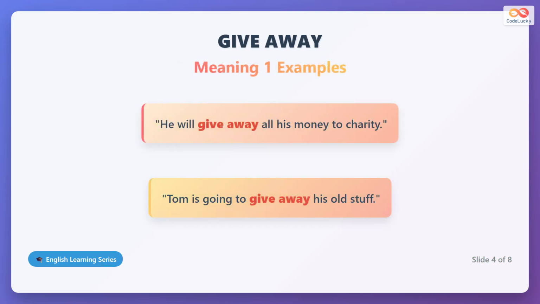Listen to these examples for meaning one. He will give away all his money to charity. This means he donates everything without keeping it. Tom is going to give away his old stuff. This shows he distributes items he no longer needs. Both sentences use give away to mean donate for free.